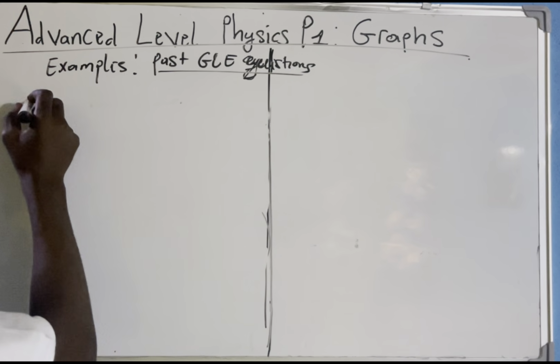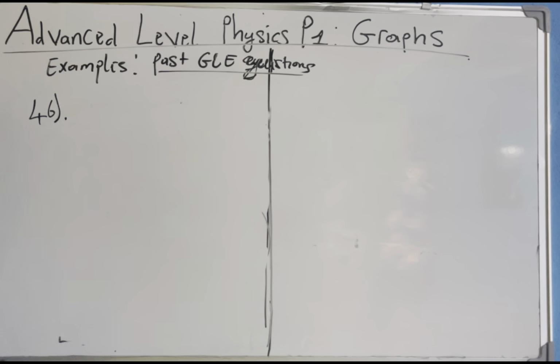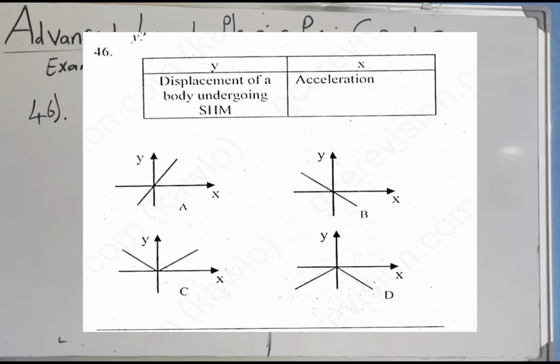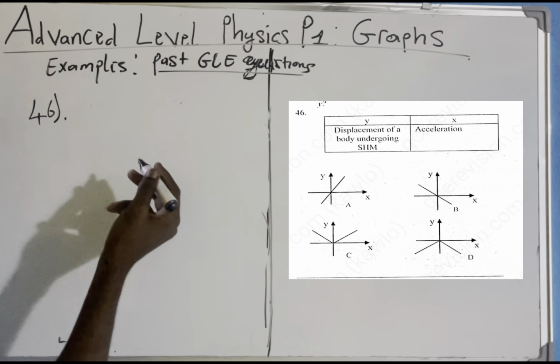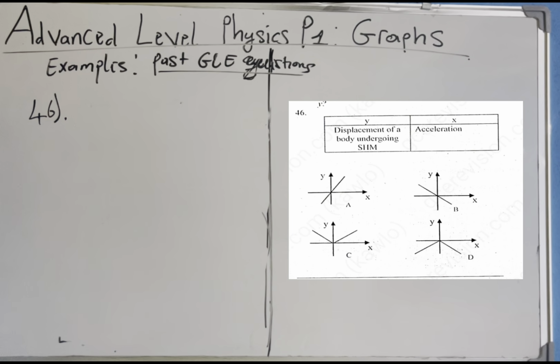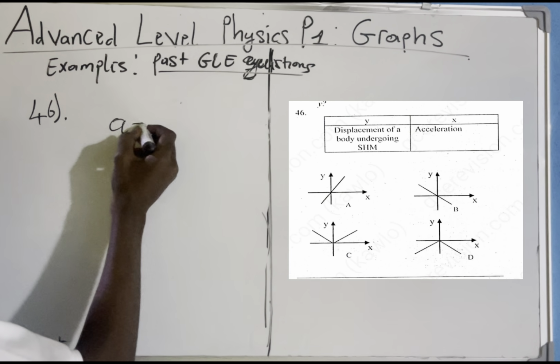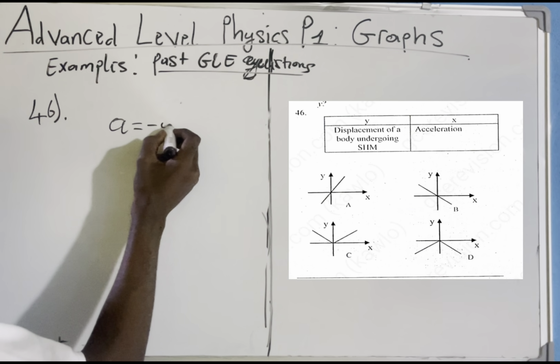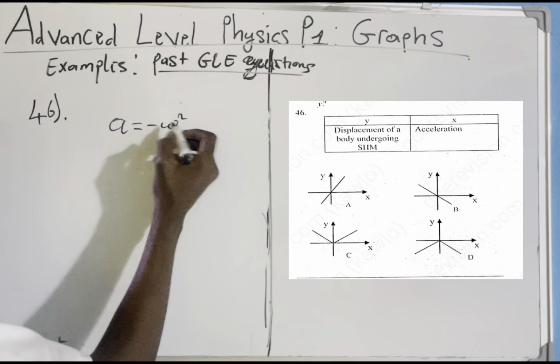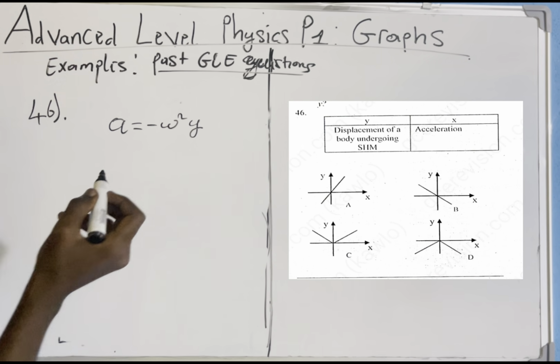The next one is still question 46. Now, it talks about the displacement of a body undergoing simple harmonic motion and the acceleration. Here I should first of all come out with the equation relating the two variables. I know that the acceleration of a body undergoing simple harmonic motion is negative omega squared y. Are we together?